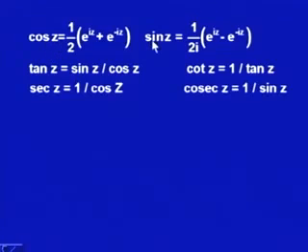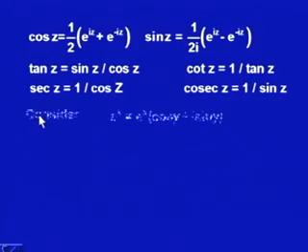Once we know what cos z and sin z are, we can write down tan z as sin z over cos z, cot z as 1 upon tan z, and so on.